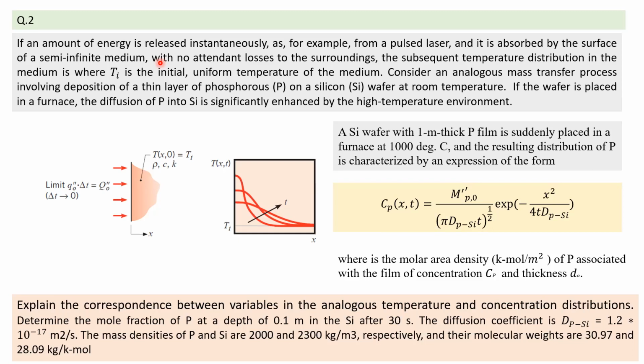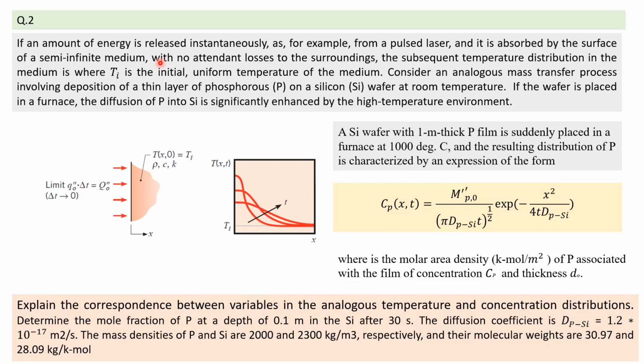silicon wafer. So in the manufacturing of these silicon wafers, we will coat phosphorus on it, right? So a silicon wafer is there, then it will be dipped into a gas of phosphorus. So there will be a concentration difference and phosphorus starts depositing on the surface. So this will be at very high temperatures maybe. So the question is, if the wafer is placed in a furnace, the diffusion of P into the silicon wafer is significantly enhanced by the high temperature environment.